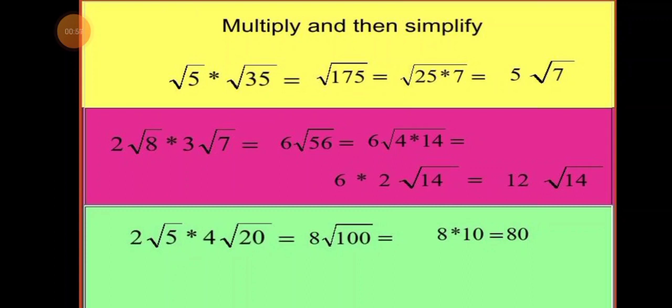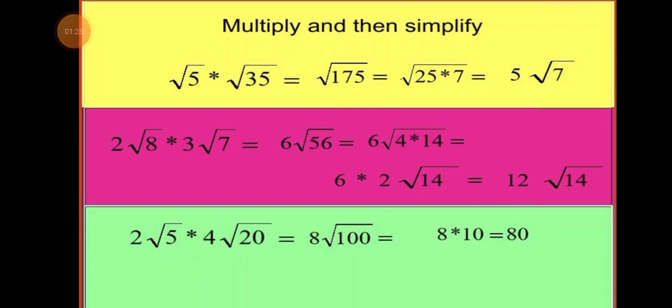Another example: 2 square root of 8 times 3 square root of 7 equals 6 square root of 56. 2 times 3 equals 6, and 8 times 7 equals 56. Then, let's factorize the 56.